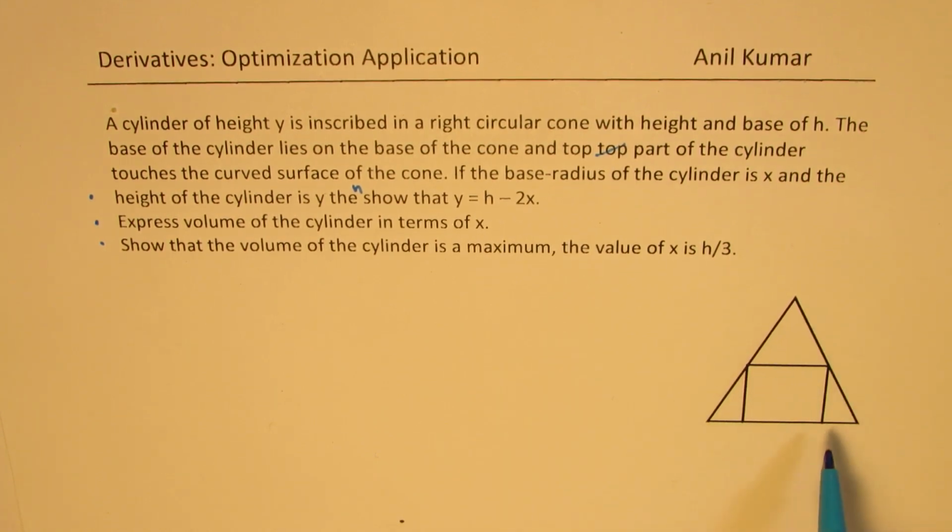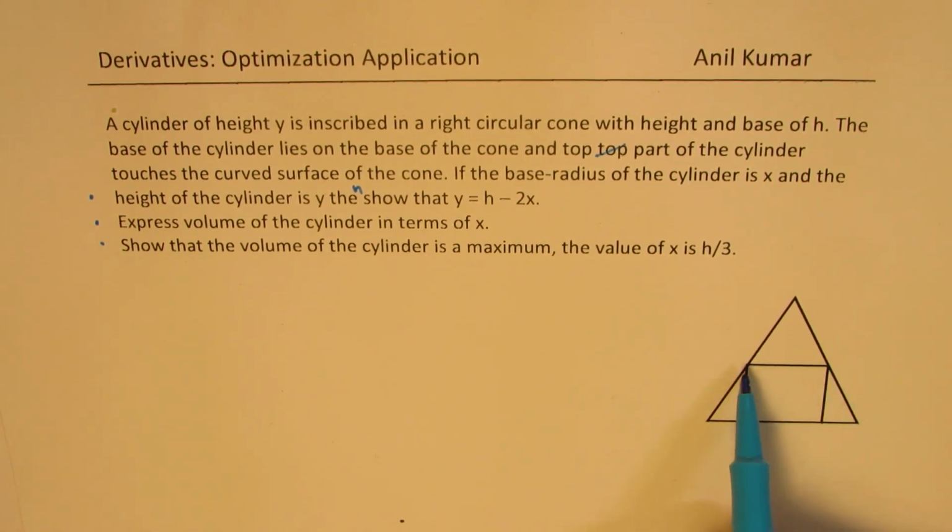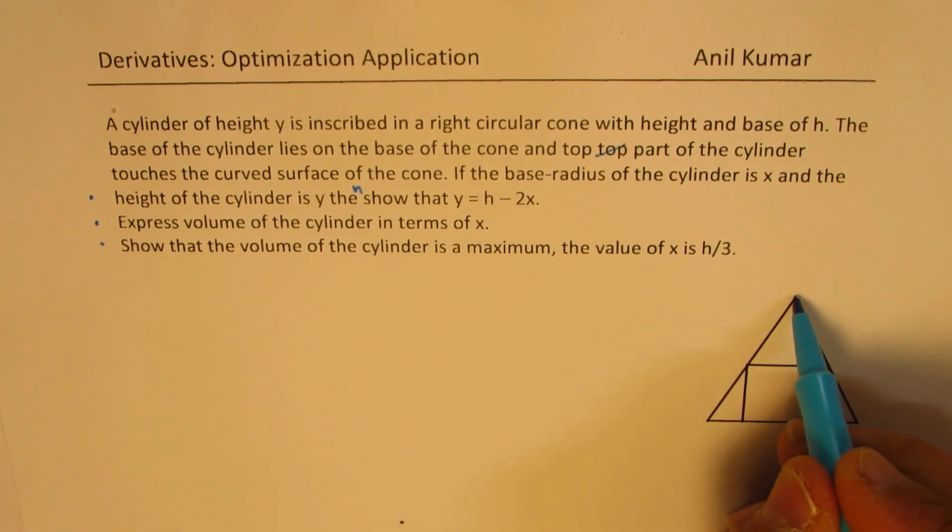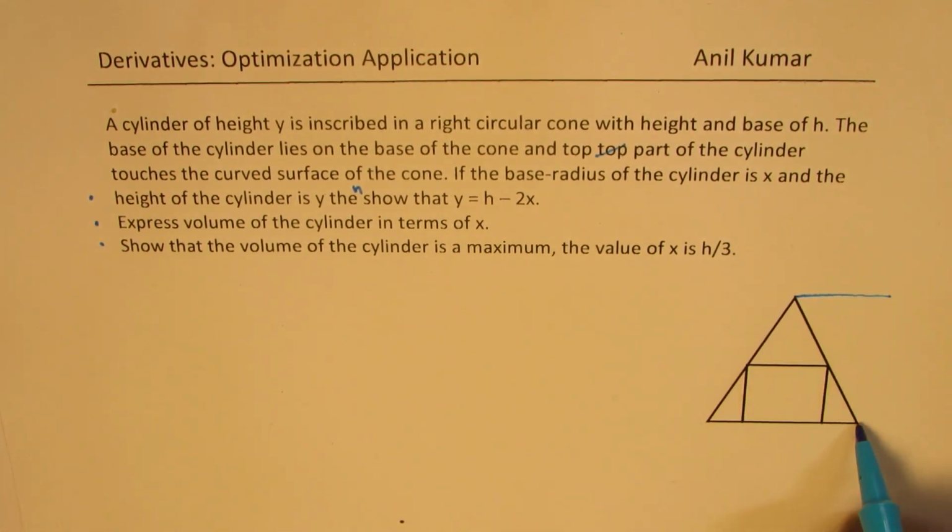So we are given a diagram here. The triangle indicates a cross section of this cone, and this rectangle is the cross section of the cylinder. The top of the cylinder is touching the circumference of the cone, and the base is aligned and it is inscribed completely in the cone. Now we are given some dimensions here. So let me place those values.